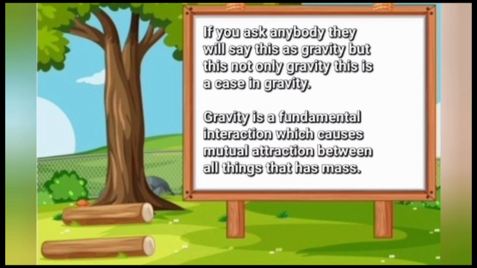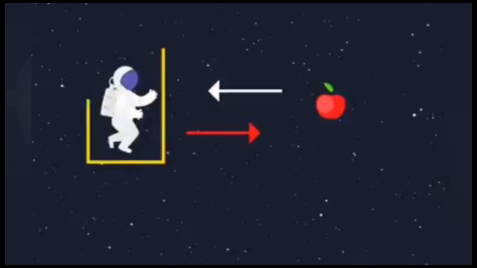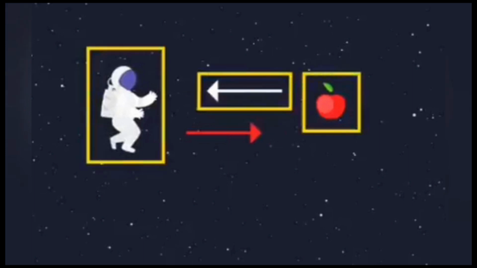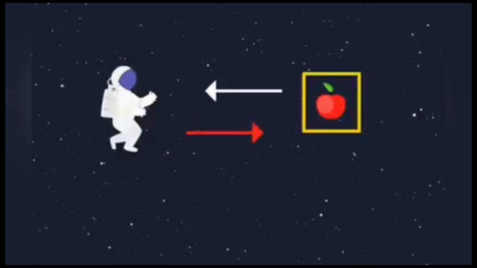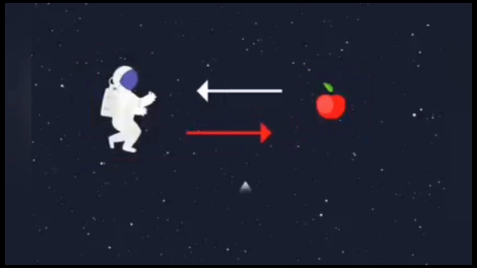If you ask anybody, they will say this is gravity, but this is not only gravity, this is a case in gravity. Gravity is a fundamental interaction which causes mutual attraction between all things that have mass. In the universe, there are two objects and they are separated by a distance. This object attracts that object toward itself, and that object attracts this object towards itself. This attraction between the two objects is known as the gravitational force.